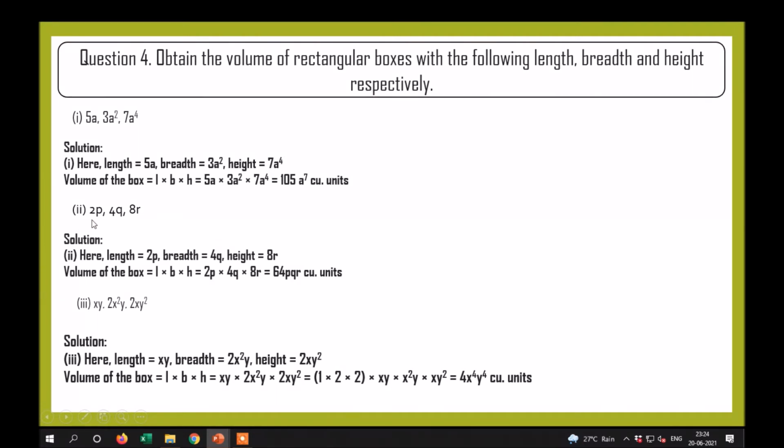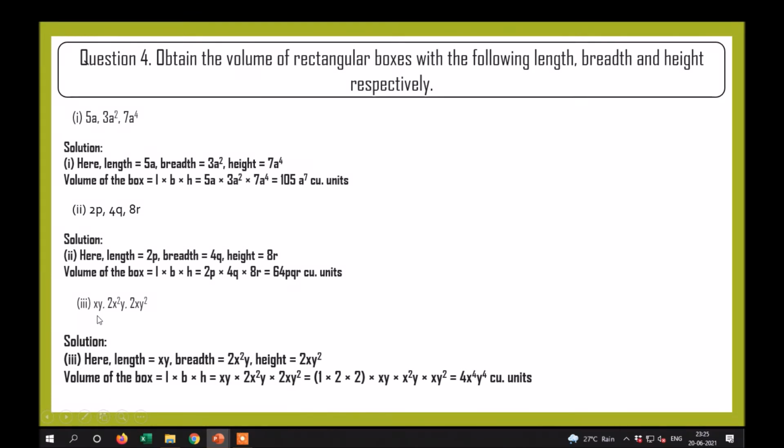Next is 2p, 4q, 8r. Your length is 2p, breadth is 4q, height is 8r. Volume of box is L into B into H. So 2p into 4q into 8r. So 2 into 4 is 8. 8 into 8 is 64pqr cubic units.